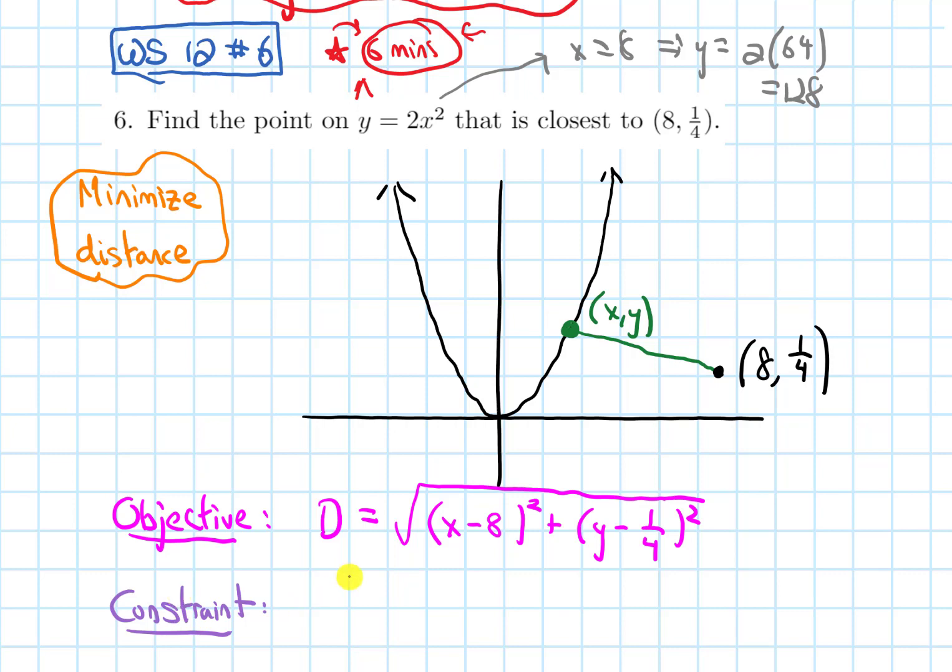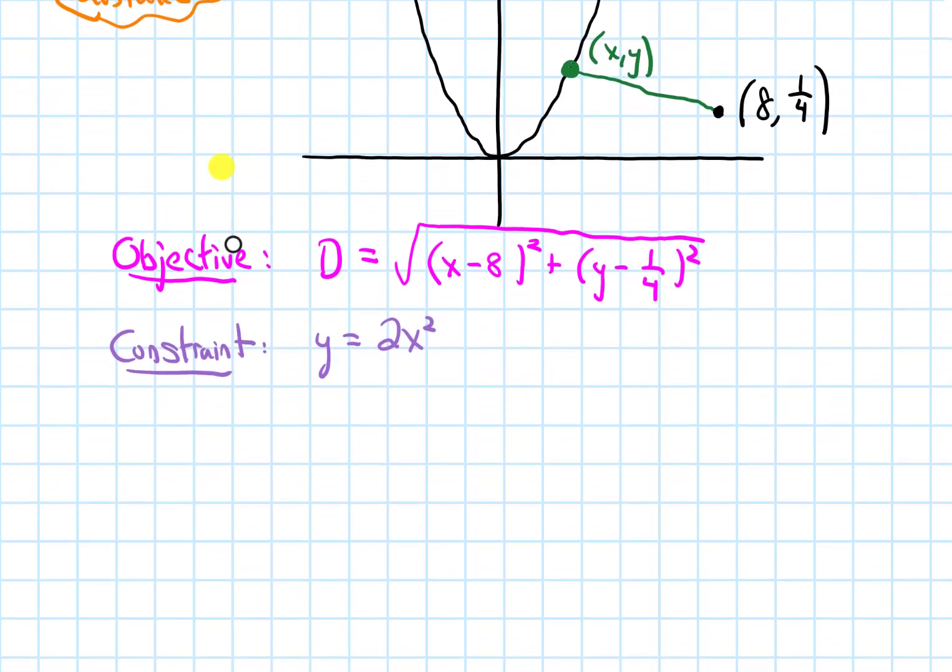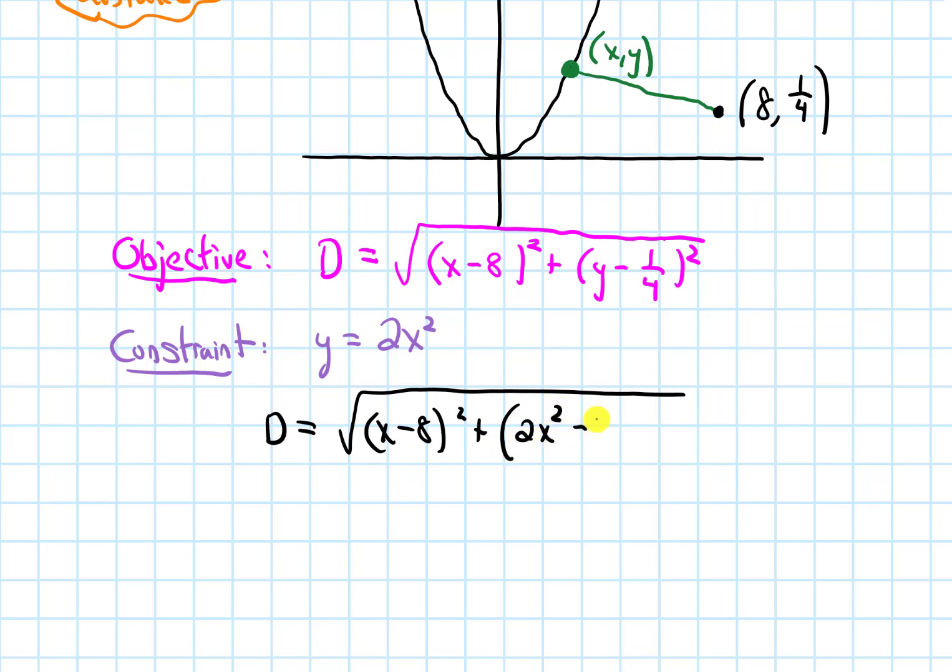Okay, so for the constraint, I know this point (x, y) is on this graph, and its equation is y equals 2x squared. So that's my constraint. So I can take that and plug it into my objective to get d equals big square root, and then it's x minus 8 squared plus, and let's plug in for the y. We'll get 2x squared subbed in, minus 1/4 squared.